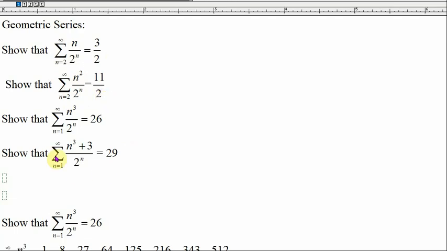And then before we can get to the series that we want down here, we need to show one more result. Now I want to show that the series with the expression n to the third over 2 to the n, starting at 1, is equal to 26.